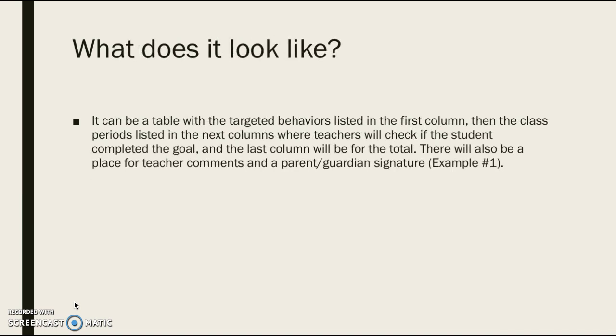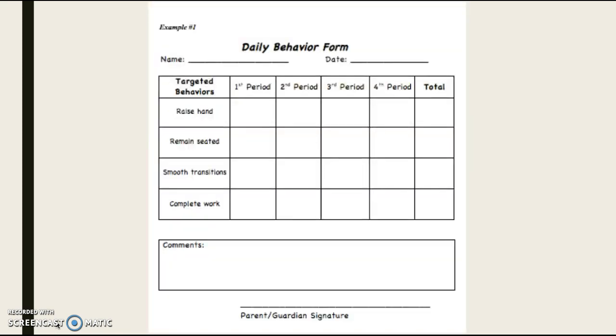What does a daily behavior form look like? It can be a table with the targeted behaviors listed in the first column, then the class periods listed in the next columns, where teachers will check if the student completed the goal, and the last column will be for that total. There will also be a place where the teacher comments and a place where the parent or guardian can sign. This is an example of what I was talking about.